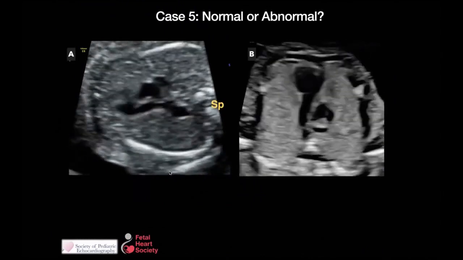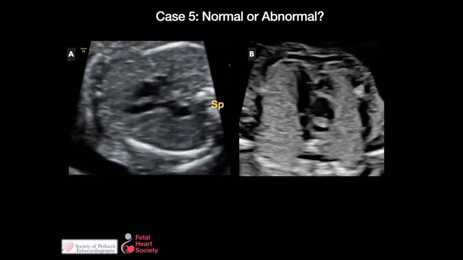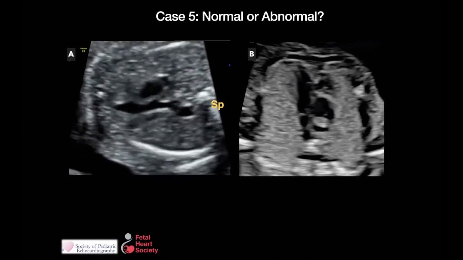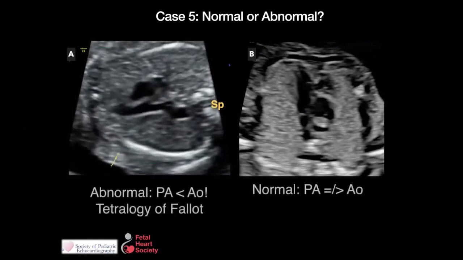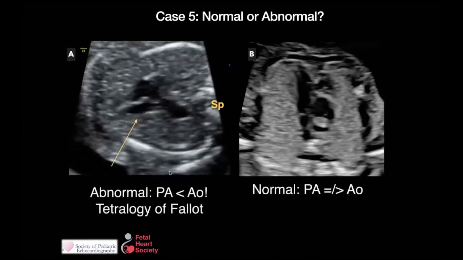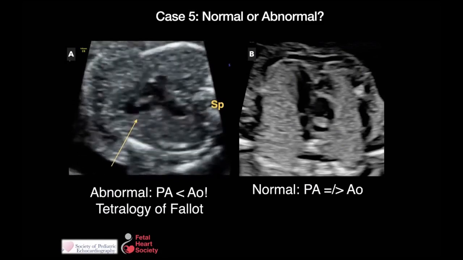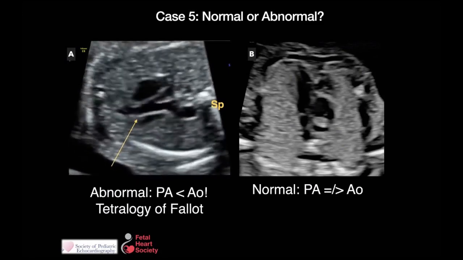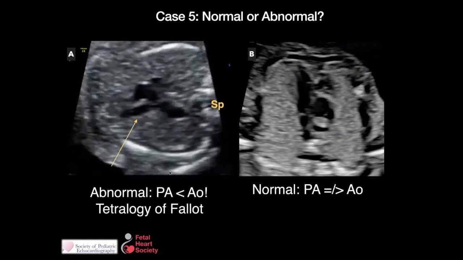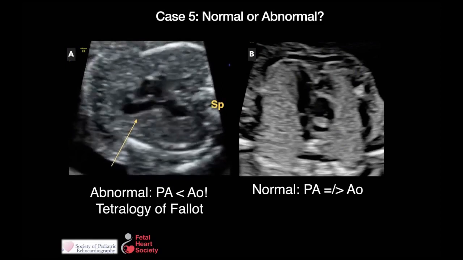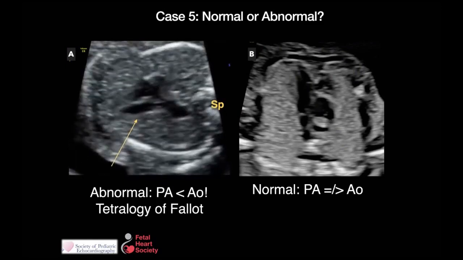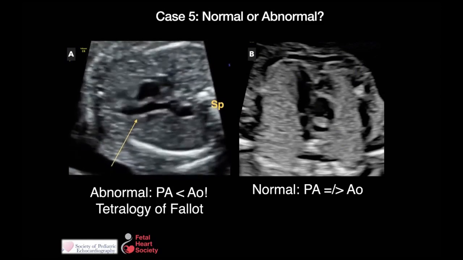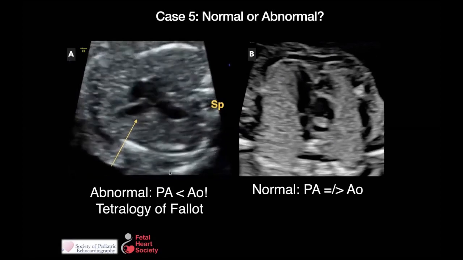Case number 5. So is this normal or abnormal? What is it that you notice here? This is almost like a level of the 3-vessel view. Looking at this, we can see the pulmonary artery. In B, we have the normal pulmonary artery, which is equal to, if not slightly greater than, the aorta. But in image A, this is abnormal. Here you can see that the pulmonary artery dimension is smaller than the aorta. So this fetus was consistent with tetralogy of Fallot. Again, it's very important to pay attention to dimensions, and the pulmonary artery should never be smaller than the aorta.